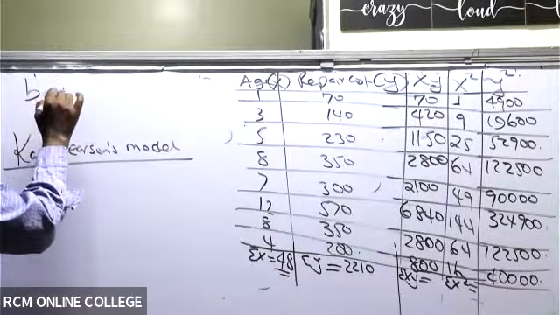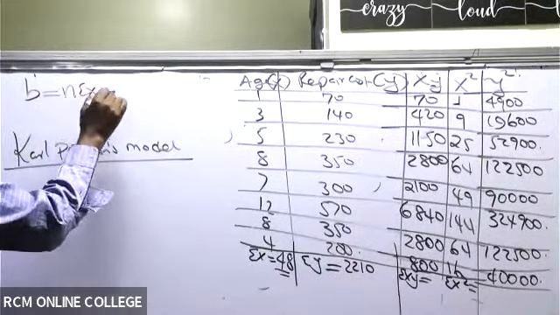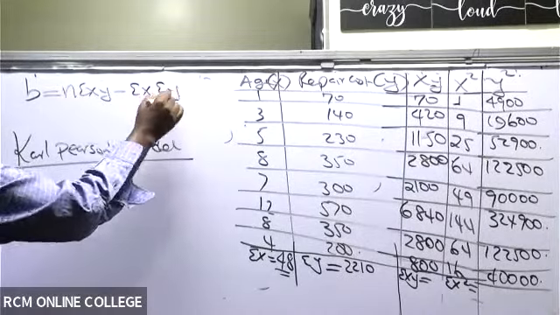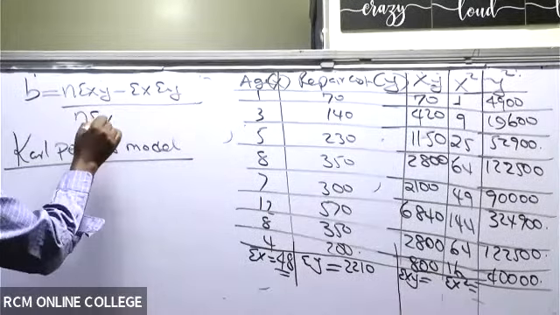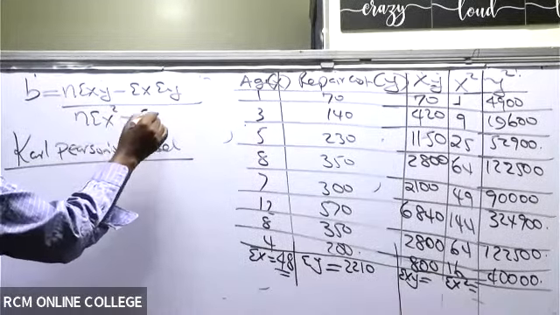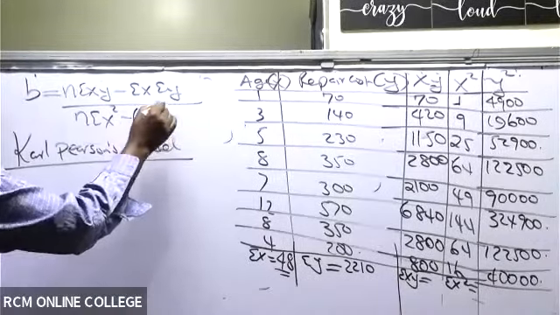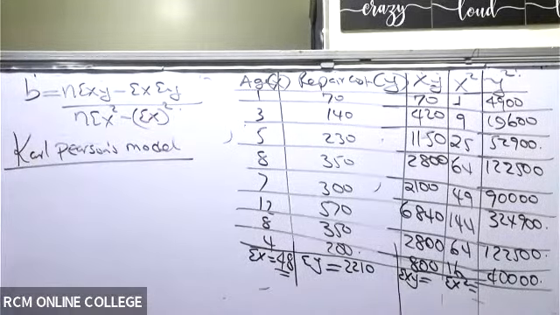To get B, we normally take n summations of xy, minus sum of x, sum of y, all over n sum of x squared minus, in brackets, sum of x, squared. That is the formula for getting B.